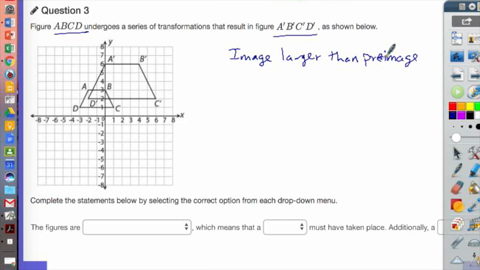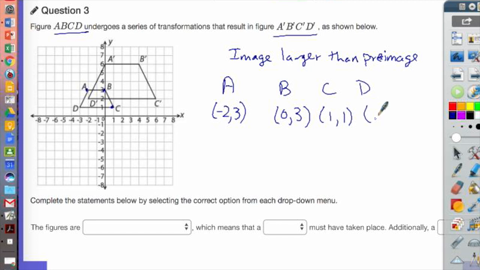Okay. Before I always begin, I always like to locate all my points. A, B, C, and D in the tiny triangle: A is at -2, 3. That's right here. B is at 0, 3. C is at 1, 1. And then D is at -3, 1.